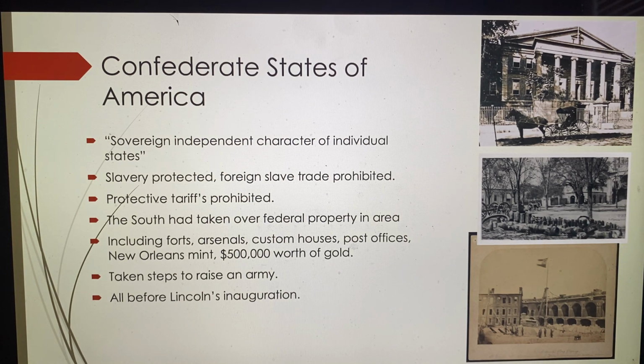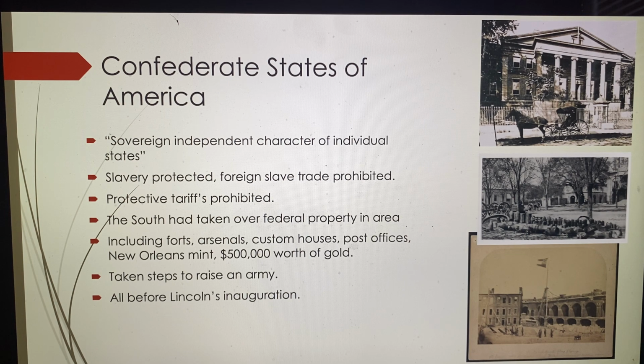The Confederate States of America, they would call themselves. They said they'd be sovereign, with the independent character of individual states. So they were saying, basically, in the South, they believed each state was like their own little nation, more than a whole developing together, but they wanted to develop the character of each one of their states.